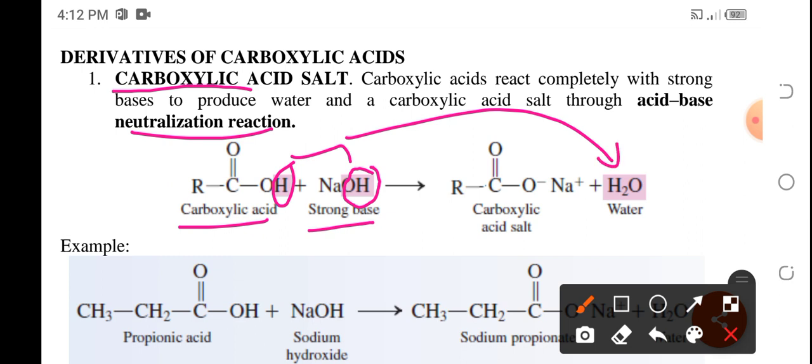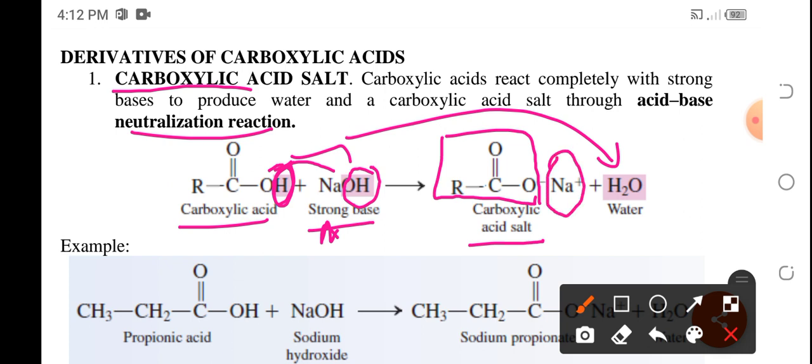And having the hydrogen removed from the carboxyl group of the carboxylic acid, the oxygen now will form a bond with the sodium, or the metal that could be found in the strong base. So the reaction will be producing the carboxylic acid salt. So this is the carboxylic acid part, and this metal is the strong base part. Always remember that carboxylic acid salts always have a metal in their structure, because that would be coming from the strong base.